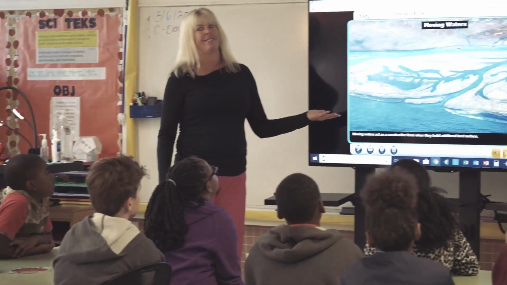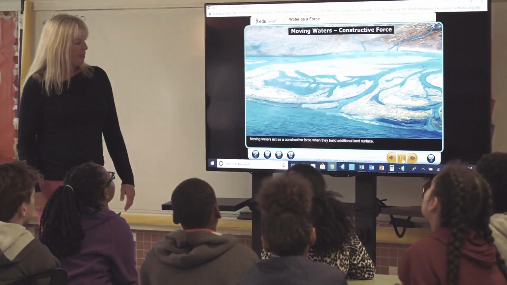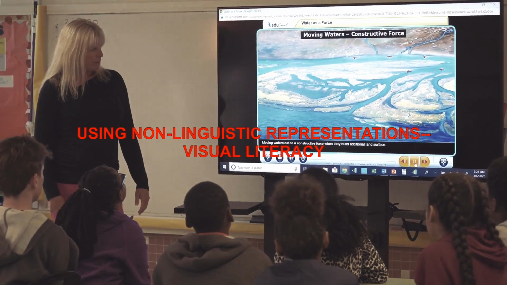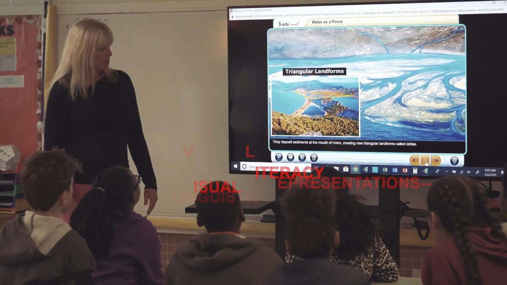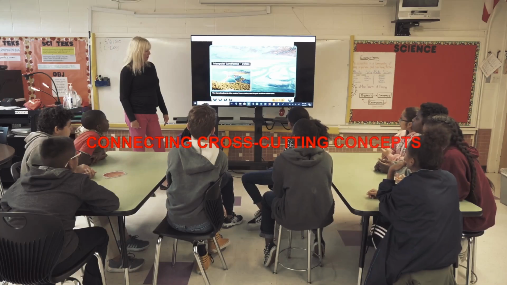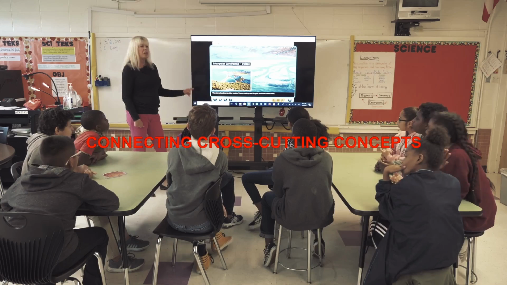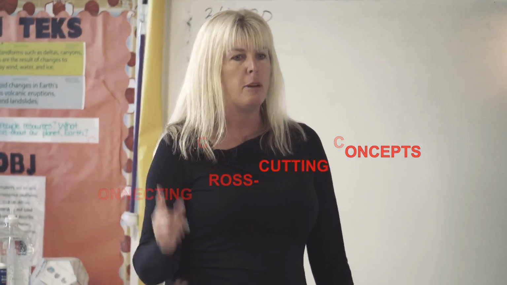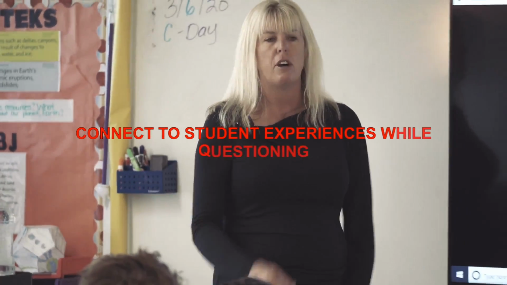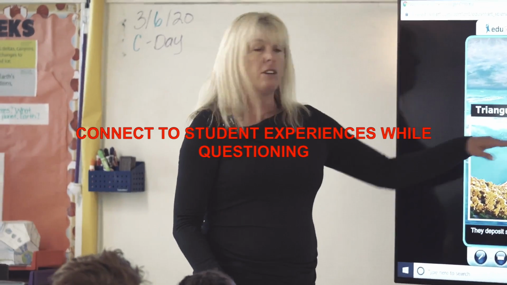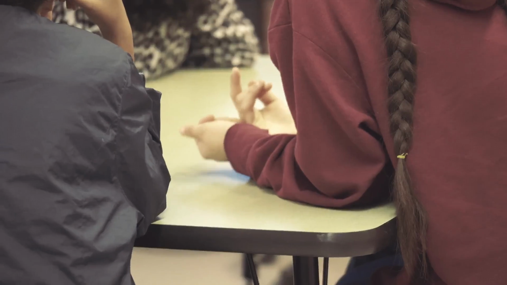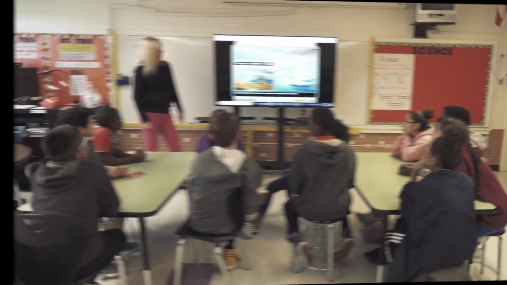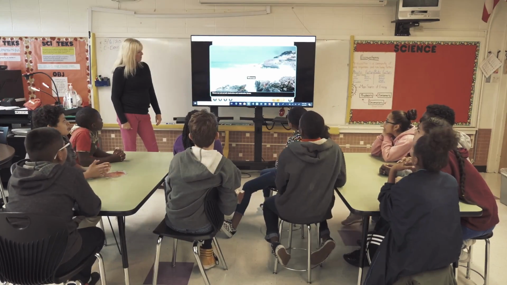Boom. Moving waters act as a constructive force when they build additional land surface. They deposit sediments at the mouth of rivers, creating new triangular landforms called deltas. Okay, so what was your key math geometric shape that helps you remember what this landform is called? Yes, ma'am. A triangle, that's right. And triangles that are formed at the mouth of a river in that shape, that's new land, and it's called a delta. Waves can act as both destructive and constructive forces.